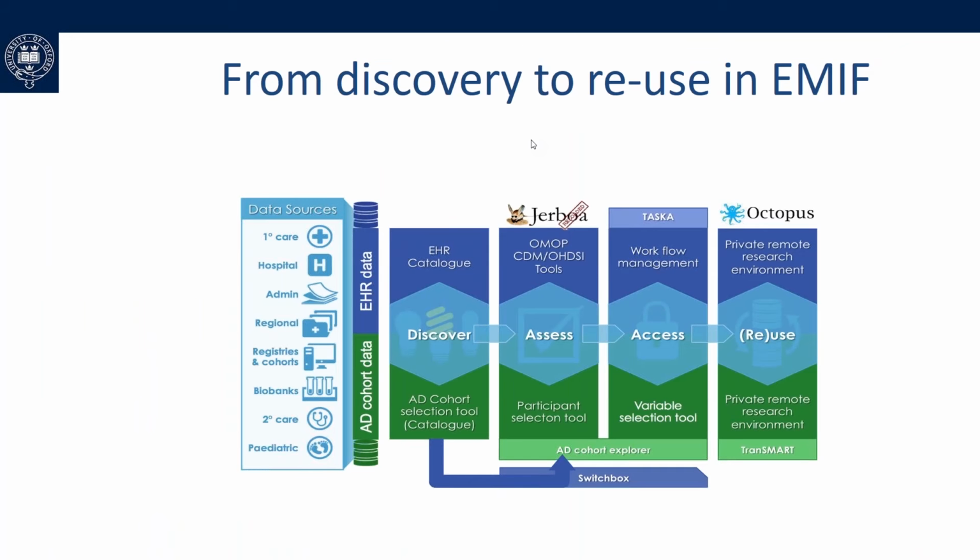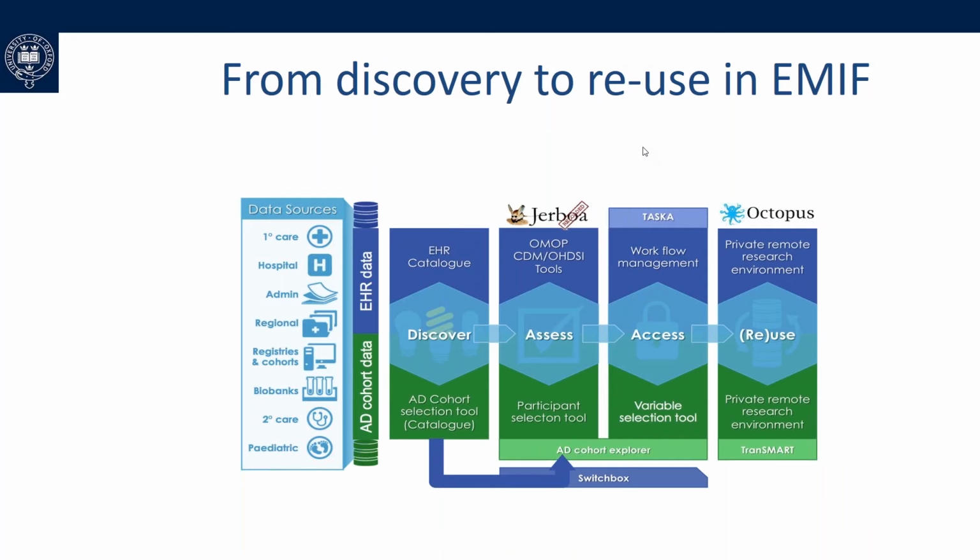So that's the key thing, but accompanying the catalogue, EMIF has got a whole series of tools that allow you not just to discover data, but to assess, access, and reuse that data. And the bit that is of most relevance to the EPAD Academy, I would suggest, is the bit in green. This allows you to go into the cohort catalogue, to select cohorts you're interested in.